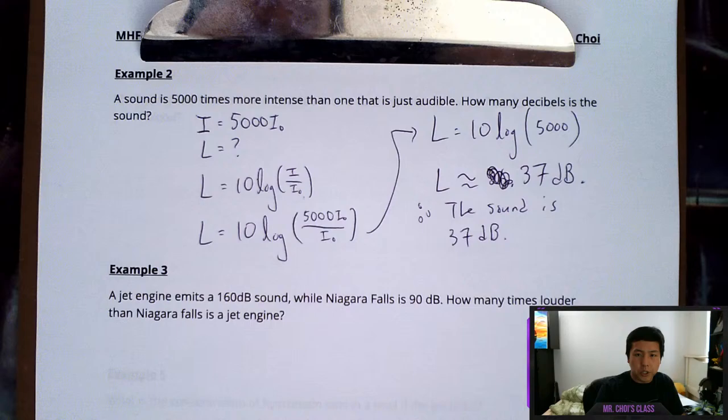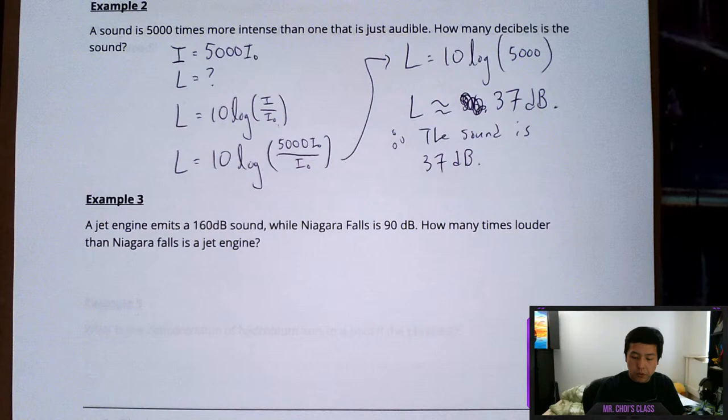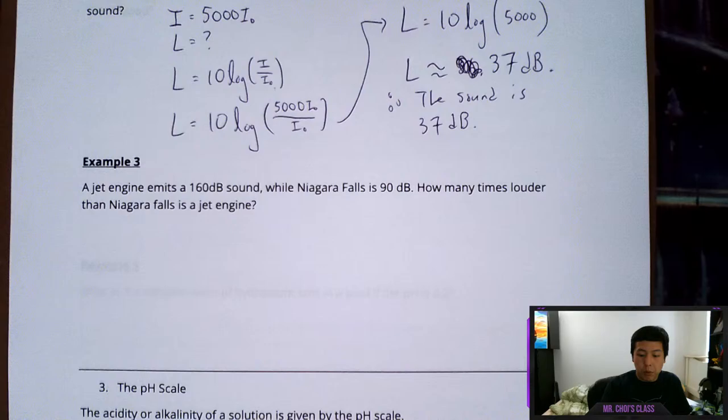Okay, so let's go to example three. This time we're given decibels of sound and it asks us how many times louder than Niagara Falls is a jet engine. So this time it's the same thing as example one. You'll notice, hey, this is exactly the same thing.